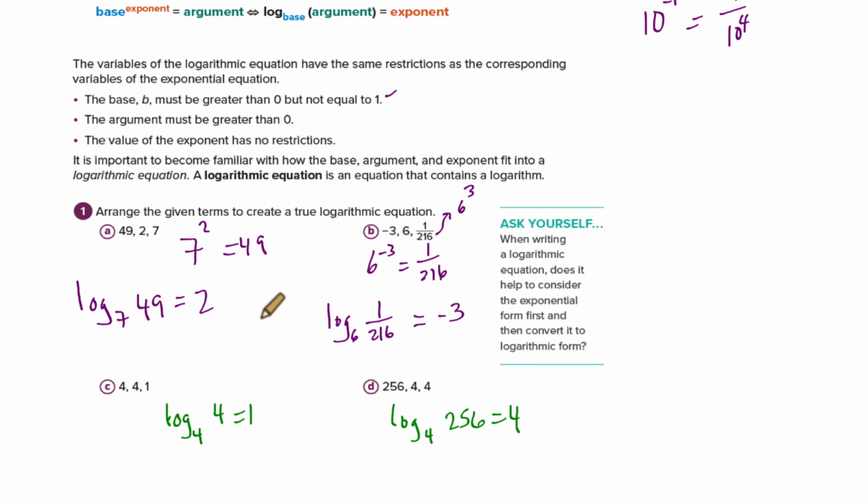So here's what I got. The first couple, we wrote it in exponential form. That kind of helped us figure out the logarithmic form, but eventually you want to get to the point where you can just write it in logarithmic form. Okay, log base 4 of 4 equals 1. Log base 4 of 256 equals 4. Remember, the exponent always goes by itself, and the base is on the log.